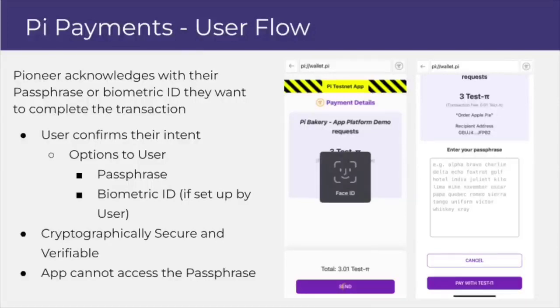So on a blockchain, you have to have what's called the secret key or the passphrase in order to be able to approve a transaction. And so we need to collect that passphrase from the user. In the case of Pi, that's a 24-word string that is used to confirm the wallet address, which is the user saying, I agree to this transaction. Here is my passphrase to confirm my agreement. And this is a cryptographically secure and verifiable method in order to send transactions on the blockchain.